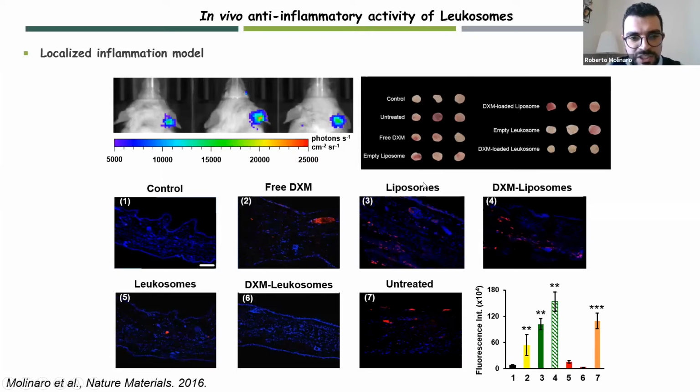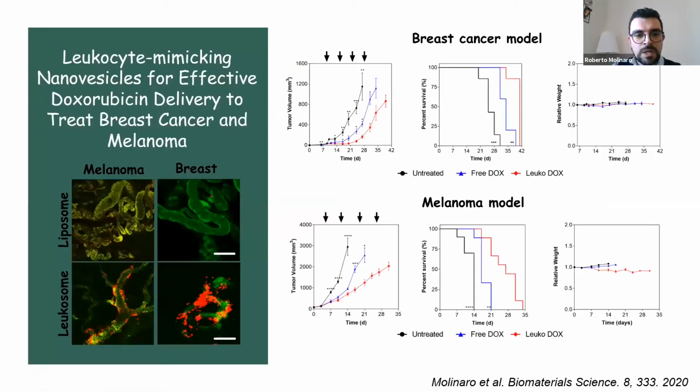But what intrigued us in this experiment was the behavior of the mice of group 5, which are the mice treated with empty leukosomes, since we could observe in this group a reduction of the inflammation. But I will come back to this later.